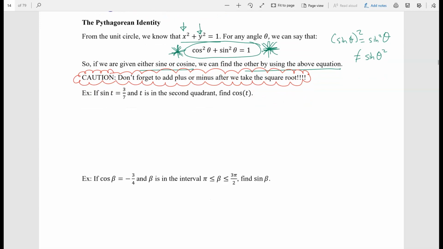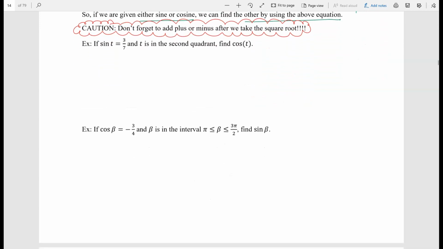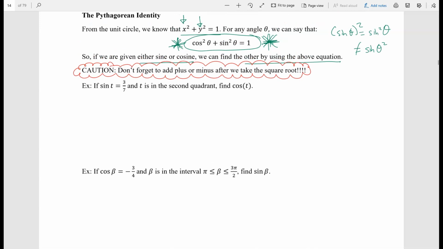Okay, so let's start off with this problem. If sine of t is equal to 3 over 7 and t is in the second quadrant, find cosine of t. Well, we know that cosine squared t plus sine squared t equals 1. We know what sine of t is. Sine of t is 3 over 7. So we're going to plug in 3 over 7 into the sine.